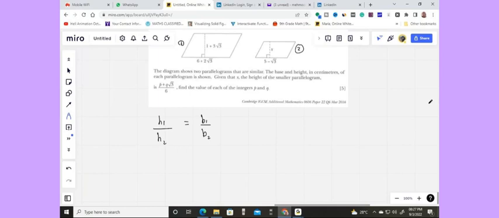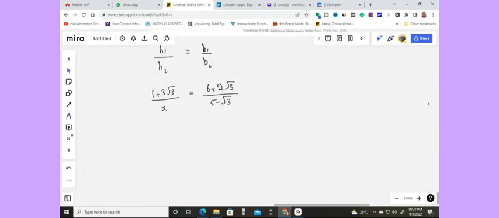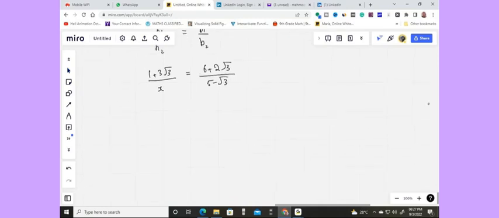Now you see, height 1 is 1 plus 3 root 3 upon h2 is x, equals to b1 is 6 plus 2 root 3 upon b2 is 5 minus root 3. Clear? You know how to multiply rational numbers, irrational numbers. You know how to rationalize the irrational number. You know both things, right?